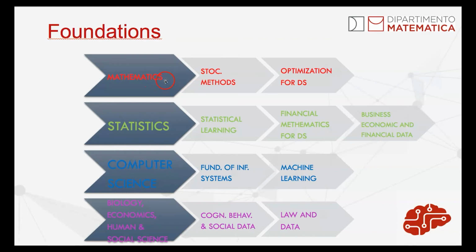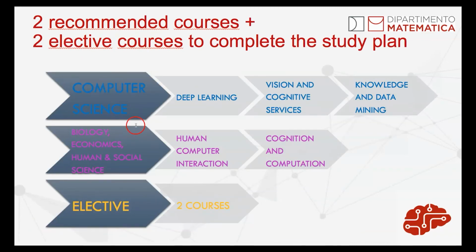The topics which will be acquired during this curriculum are mathematics, statistics, computer science, biology, economics, and human and social science. Within computer science, they will develop skills handling deep learning, vision and cognitive science, knowledge and data mining, human-computer interaction, and they can choose among two courses.